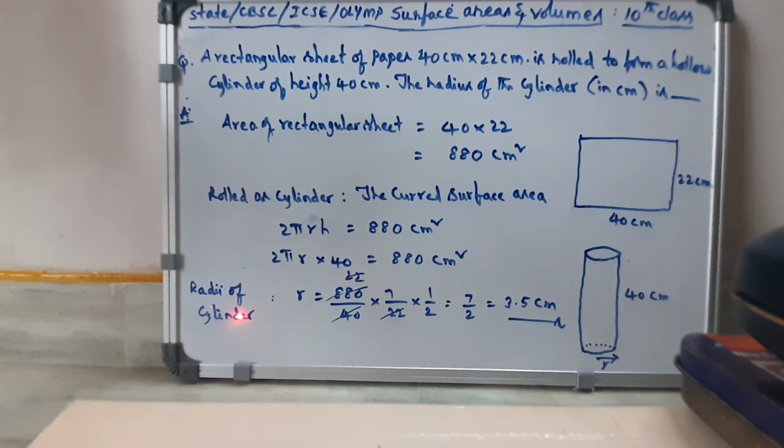So the radius of the cylinder r is equal to 880 by 40 into this pi, which is 22 by 7. It will go to that side, 7 by 22, this 2 is here, 1 by 2. So if you cancel all, 7 by 2, 3.5 centimeter. So the radius of the cylinder is r equal to 3.5 centimeter.